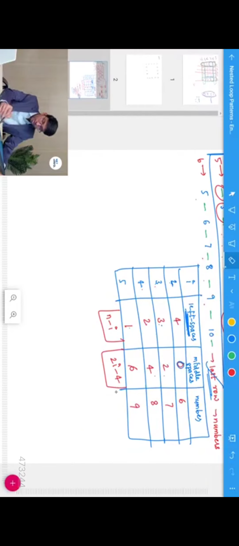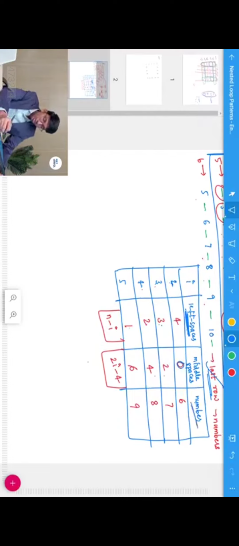Okay. So let's cross check. When I equal to 2, middle space will be 2 into 2 minus 4, 0. When I equal to 3, 2I minus 4 will be 2 into 3 minus 4, 6 minus 4, 2. 2I minus 4, 2 into 4 minus 4, 2 into 4, 8 minus 4, 4. So we are getting correct. So middle space also we got.